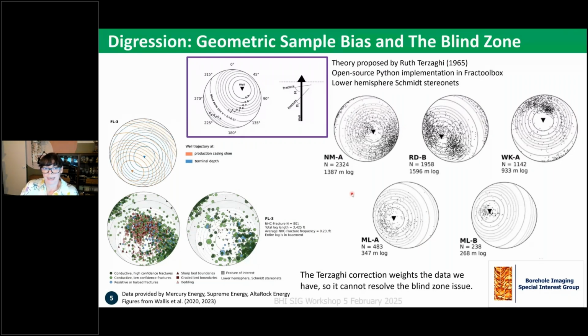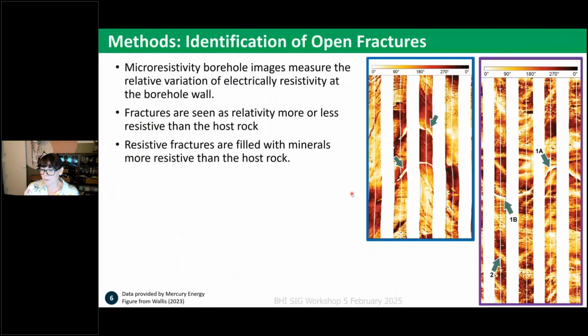Right, back to the topic at hand. I work with both acoustic and microresistivity logs. Lately, a lot more microresistivity borehole images. So they measure electrical resistivity at or just into the borehole wall. And it's a relative resistivity. So fractures are seen as relatively more or less resistive than the surrounding host rock. And so here we have resistive fractures, examples of resistive fractures that are filled with minerals that are more resistive than the surrounding host rock.